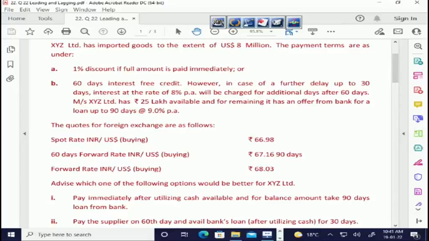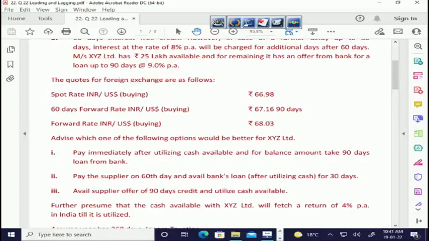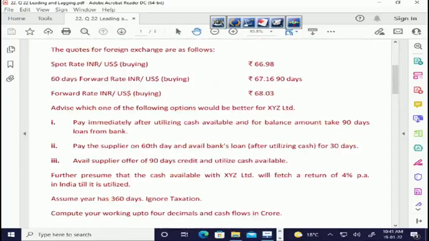The quotes for foreign exchange are as follows. The spot rate is given, the buying rate, the 60-day forward rate is given, and this 90-day should have come over here. 90-day forward rate is 68.03. So two forward rates are given. 60-day 67.16, 90-day 68.03. Advise which of the following options is better. Number 1, pay immediately after utilizing cash available, and for the balance amount take a 90-day loan. Number 2, pay the supplier on 60th day and avail bank's loan for 30 days. Number 3, avail supplier offer of 90 days credit and utilize the cash available. So we should pay today or after 60 days or after 90 days.